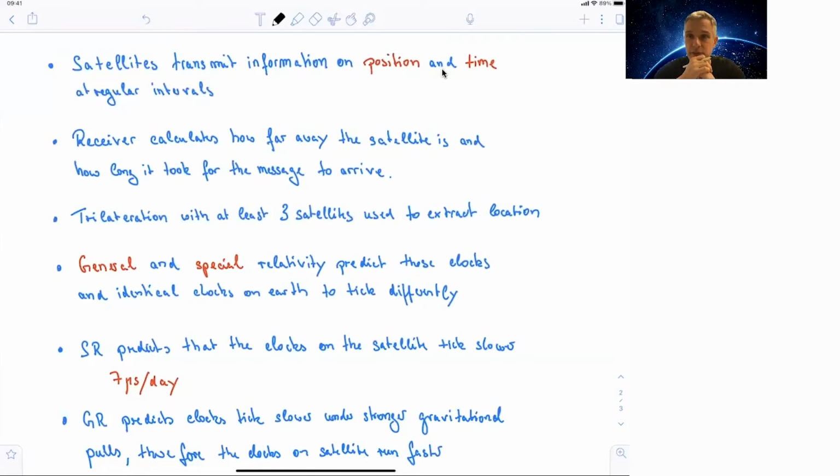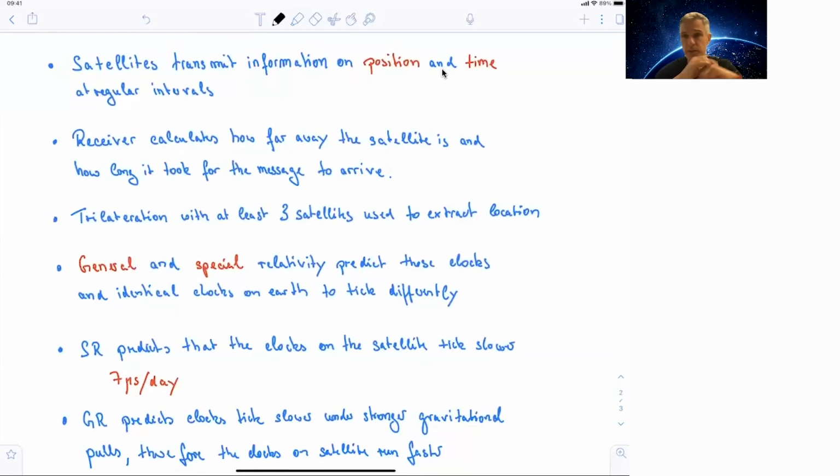However, as you can imagine, the reason why I bring this up in this class is that we have to consider effects of special relativity and also general relativity, as we will discuss later in this class. So you have clocks on the satellites, and you have identical clocks on Earth, and they do tick differently, as we discussed many times in this class. If you were to calculate the effect of special relativity, the prediction is that the clocks tick about 7 microseconds a day slower on the satellite than the one on Earth.